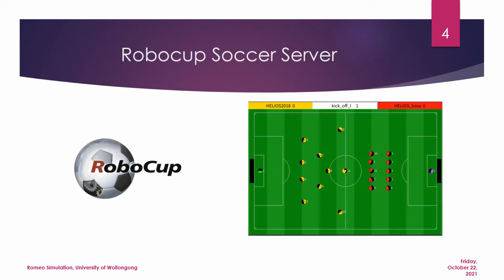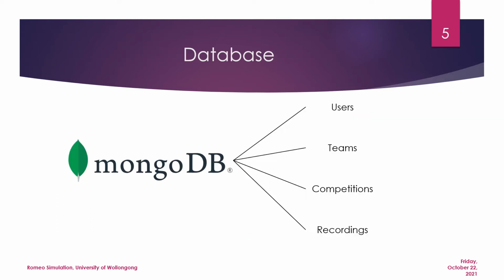Firstly is the RoboCup soccer server. This is where the simulation takes place. This server is published by RoboCup Soccer Simulation League, and we are currently using version 16.0.1, which is the latest version. For database, our choice is MongoDB, which satisfies our requirements such as storing users' information and metadata that will be required for the computation simulation. Since our system does not require complex schemas in database, MongoDB is more than enough for fulfilling our requirements.